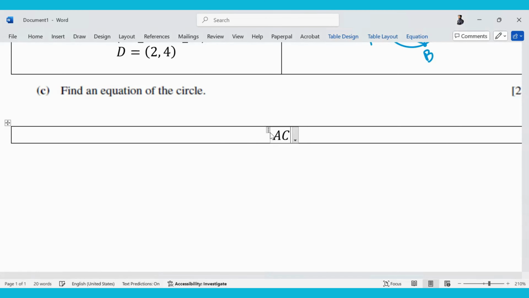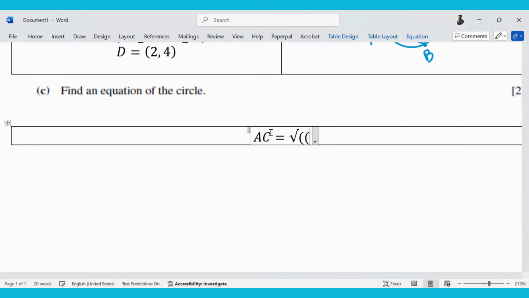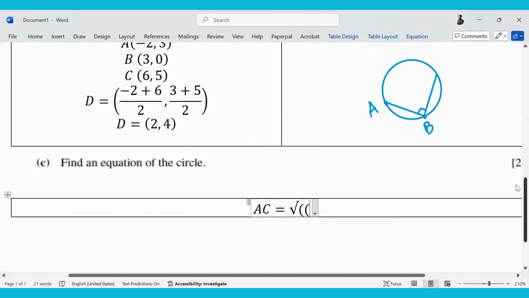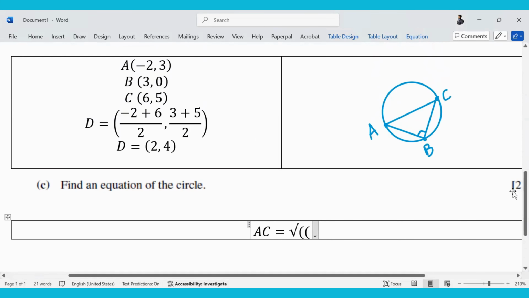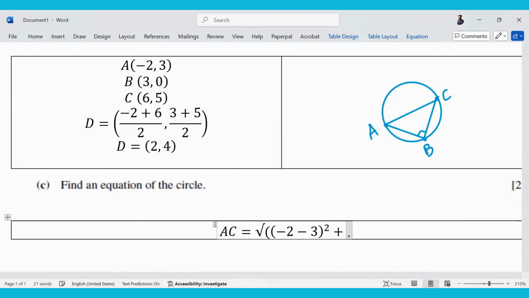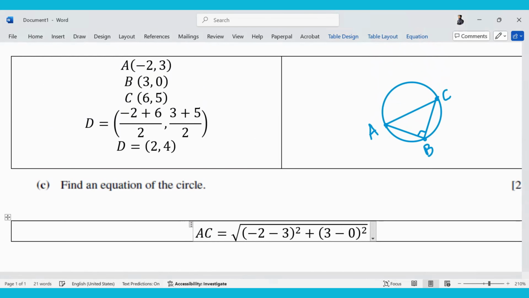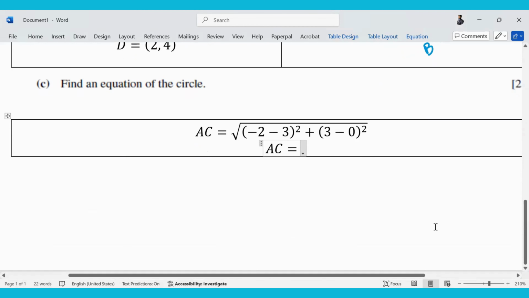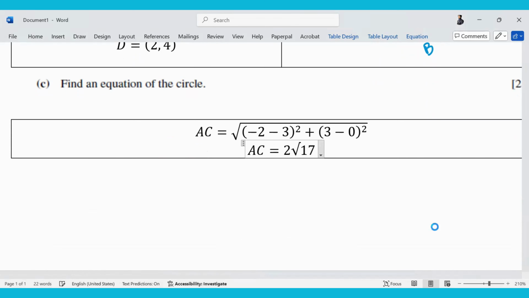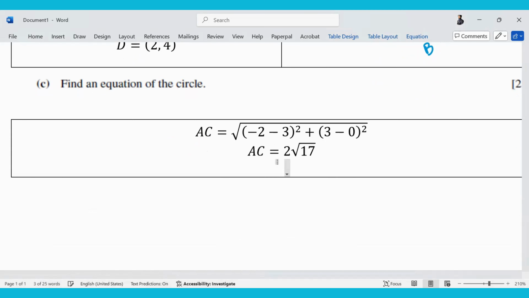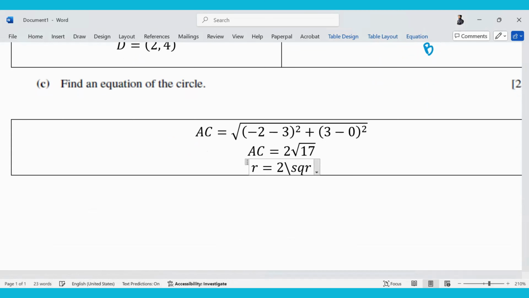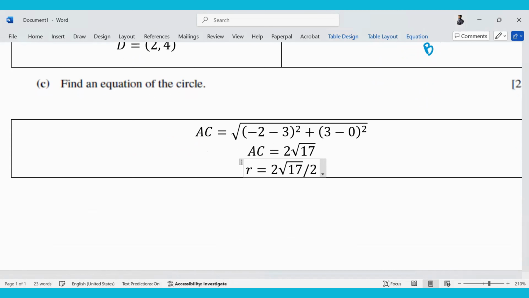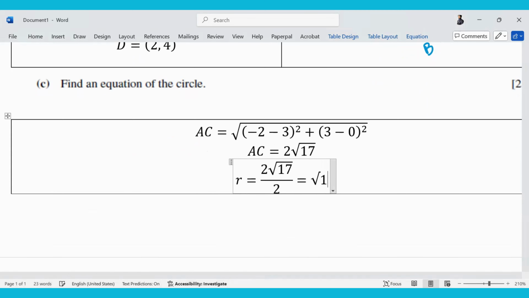Okay class, once we figure out that AC is the diameter, we can find the length of AC, which is (-2 - 3) whole square plus (3 - 0) whole square. So what is the length of AC? 2 under root 17. So that means the radius will be half of this. Very good, which makes it under root 17.